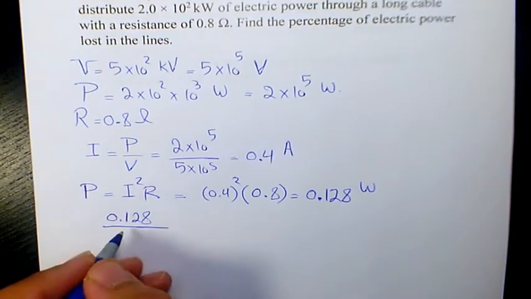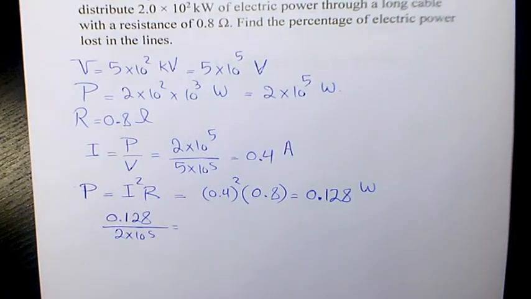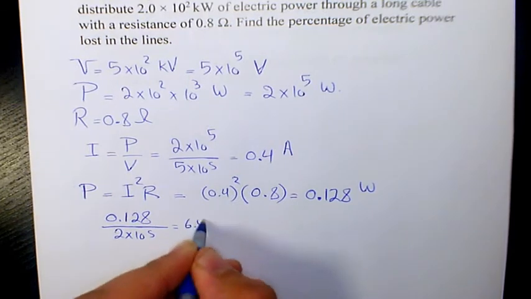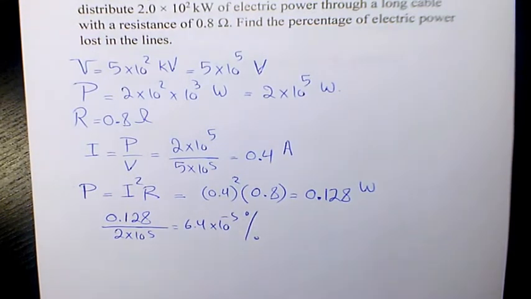divided by 2 times 10 to the power of 5 will be 6.4 times 10 to the power of negative 5% of the original power lost.